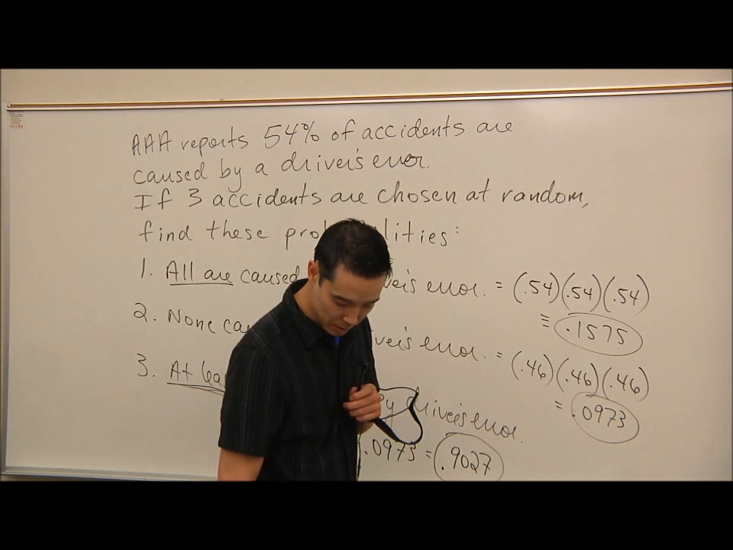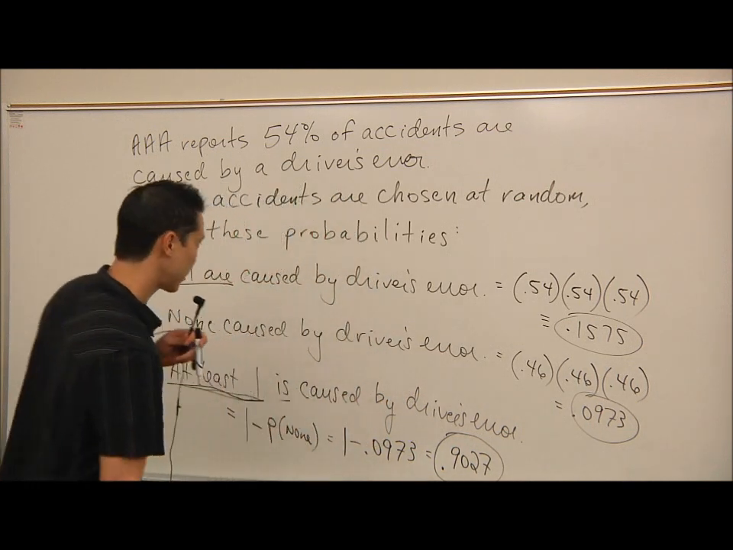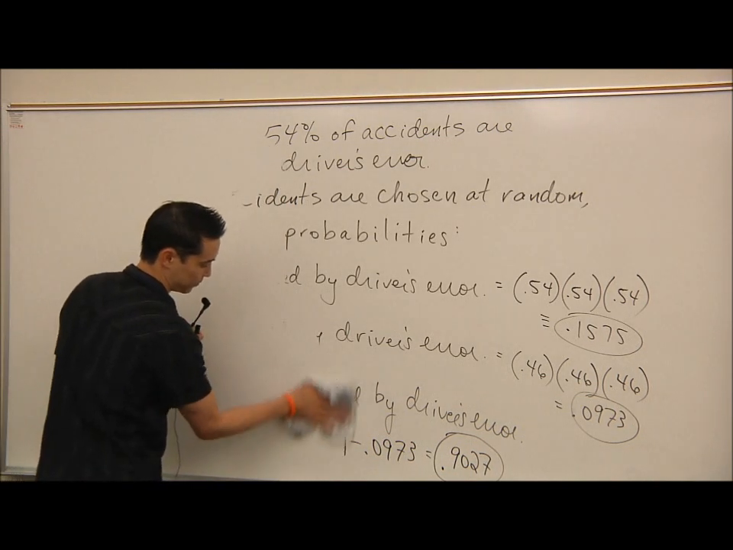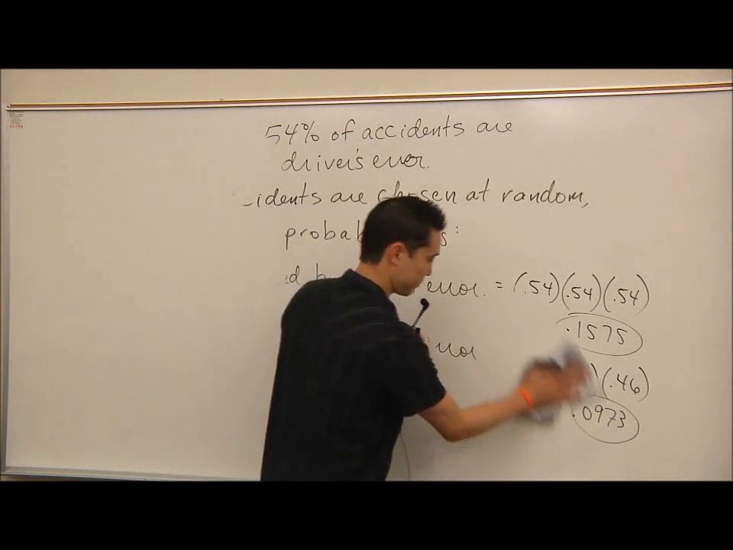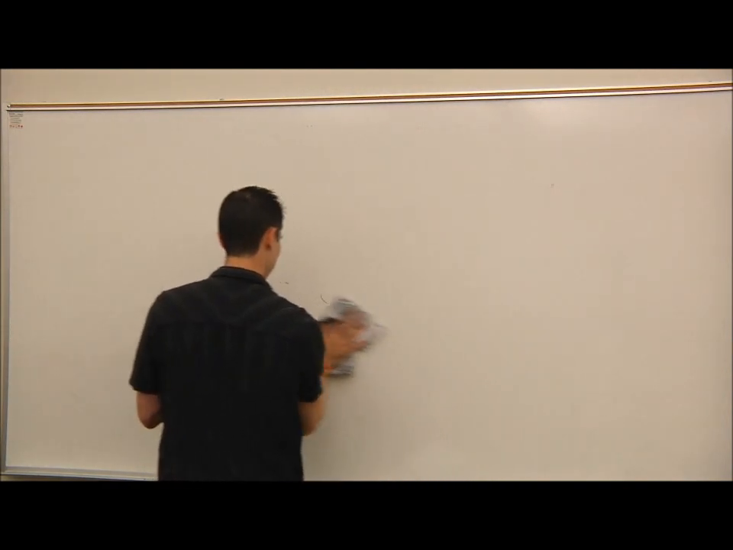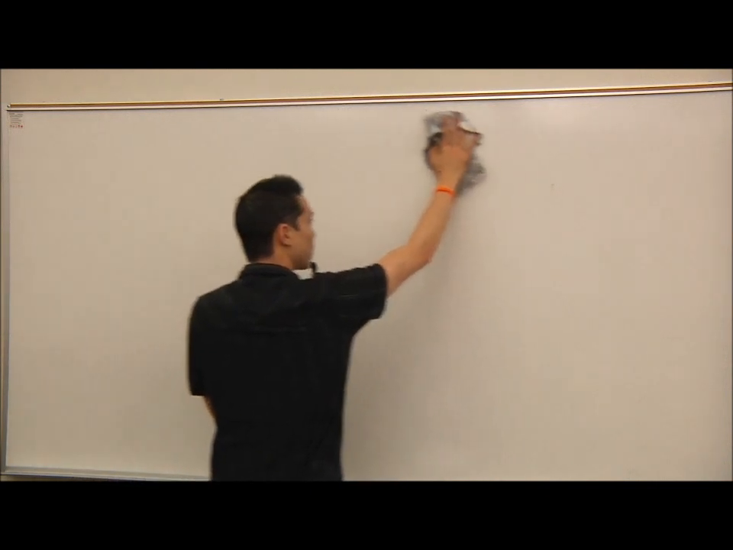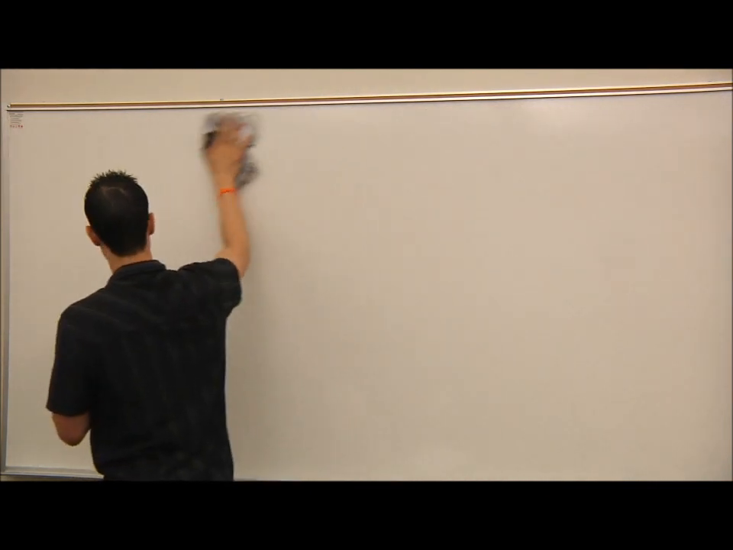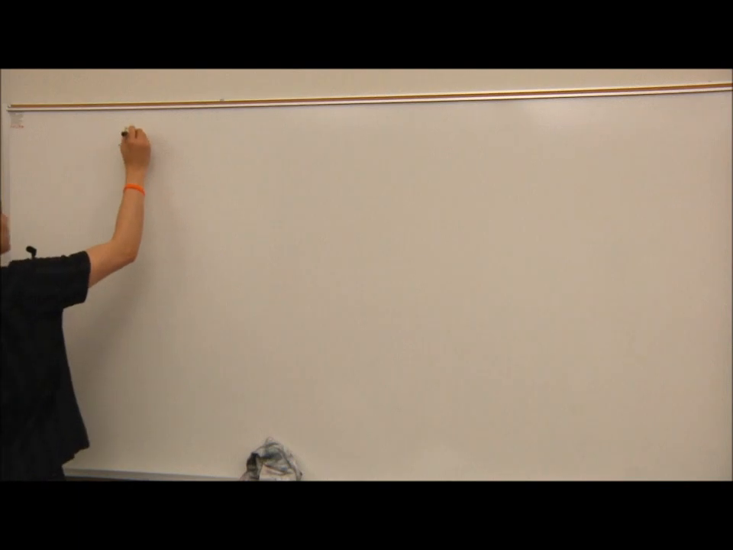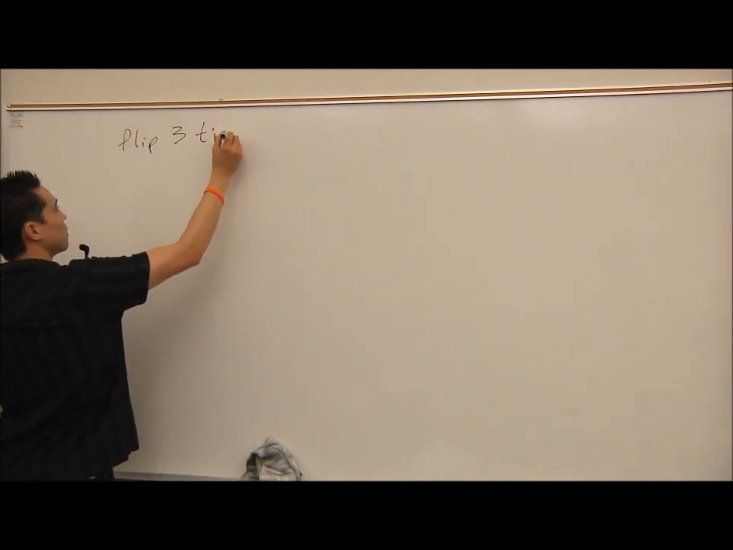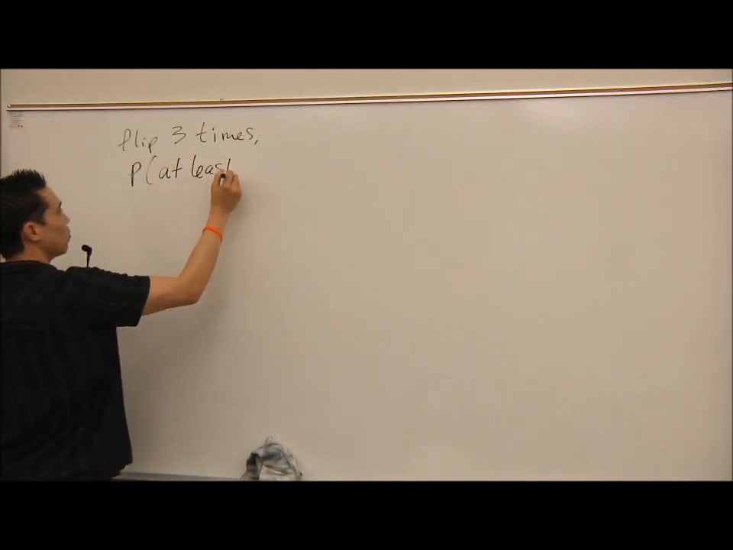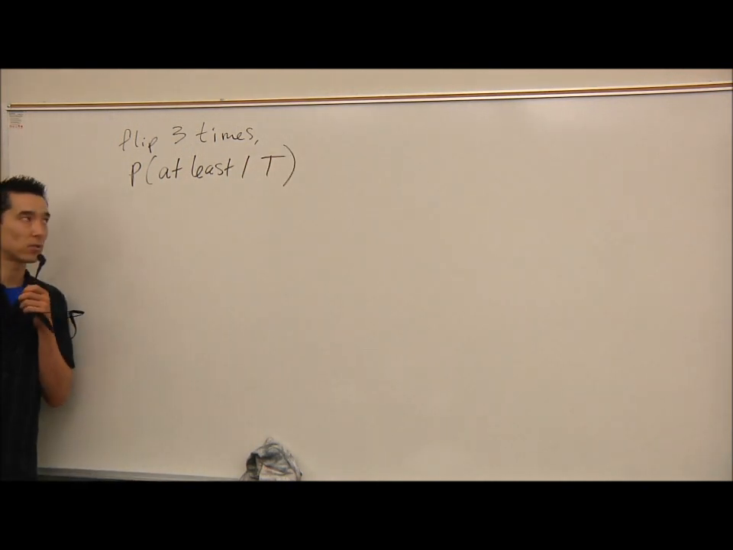A coin is tossed three times. What's the probability of getting at least one tail? Try that one. Coin is tossed three times. What's the probability of at least one tail? We can use the multiplication rule to solve that one, but we could also use sample space to solve that. So we'll look at both methods, and we can compare them. Okay. So we flip a coin three times, and our question is, what's the probability of at least one tail?